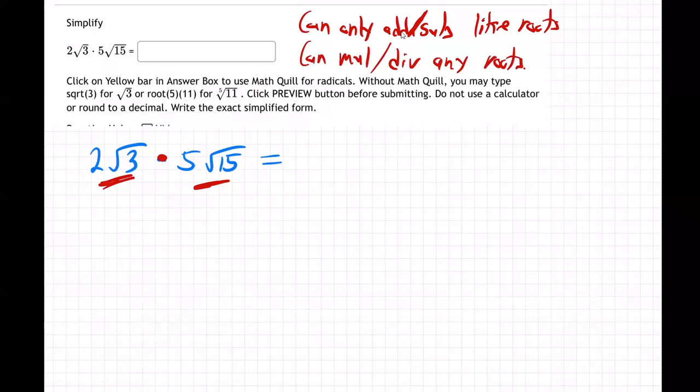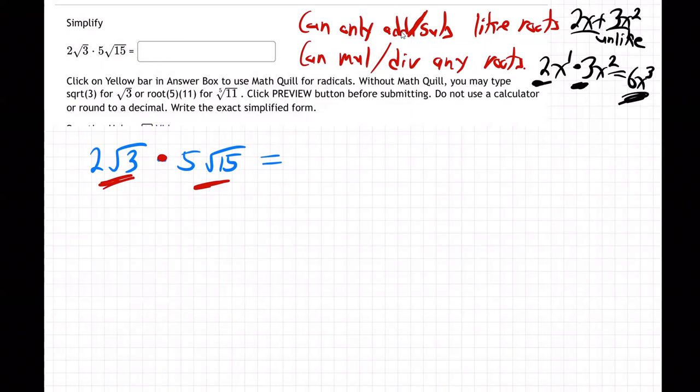Think about x's. What if we had 2x times 3x squared? And what if you had 2x plus 3x squared? These are unlike, and you just leave them. You can't add them. You can't make it 5x cubed, but you can multiply them. It'd be 6x cubed, right? You just multiply 2 times 3 is 6, and x1 and x2, you just add the powers. So it's exactly the same rules.